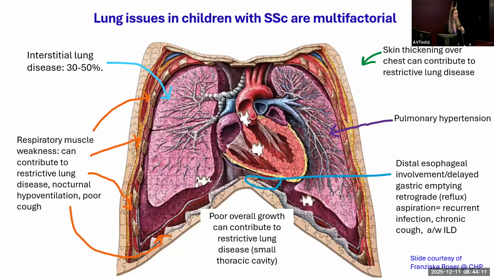The PFTs can reflect a lot of things. It can reflect respiratory muscle weakness. They can have skin thickening that's so bad around their chest that it's causing some extra restriction on their PFTs. Obviously, interstitial lung disease can be contributing to that, but the lungs have other things going on as well.